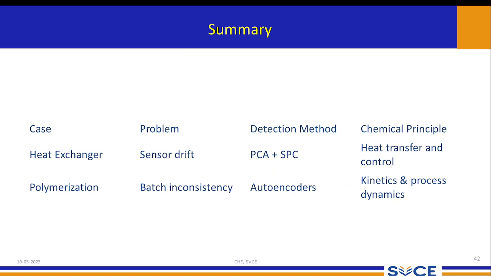So the heat exchanger and polymerization are the two case studies which we have seen. The problem in the heat exchanger is sensor drift, while in the polymerization it is batch inconsistency. The anomaly detection method used for the first case was principal component analysis or statistical process control. The second case used autoencoders. The basic chemical engineering principle used is heat transfer and control, and kinetics and process dynamics for the polymerization.